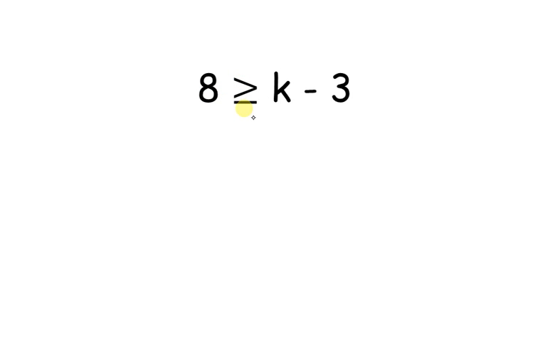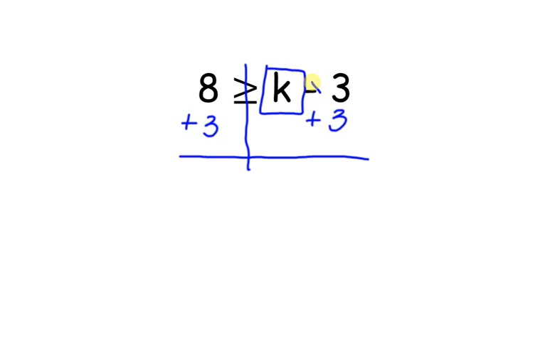8 is greater than or equal to k minus 3. Put a box around your variable. What's attached to it? A minus 3. What is the inverse of minus 3? Plus 3. Whatever I do to one side, I have to do it to the other. The 3's cancel, and I'm left with k. Bring down my exact same sign, and then 8 plus 3 is going to be 11.